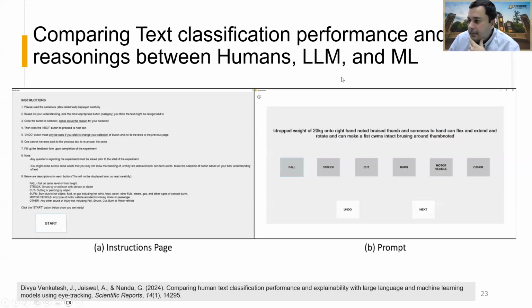So this is, for example, what the screen looked like. Here you see: dropped weight of 20 kg onto right hand, and it explains the narrative. Then they had to select the most applicable injury code, and they would do a think aloud where they verbally explained why they selected this. We also recorded the eye tracking data. We did a validation of the eye tracking data with the verbal recordings from the think aloud data.